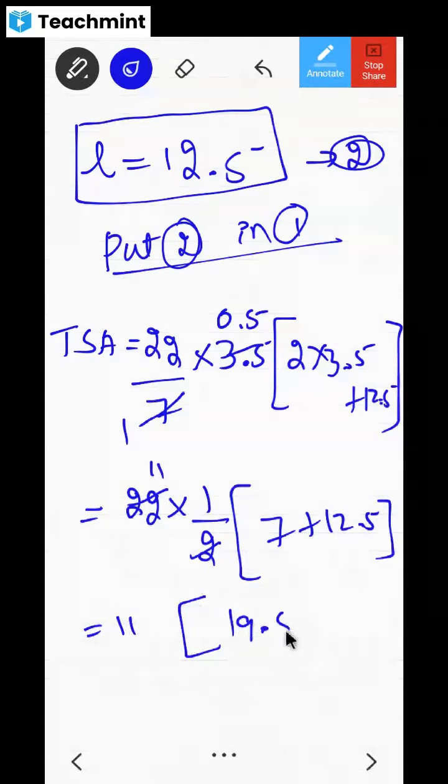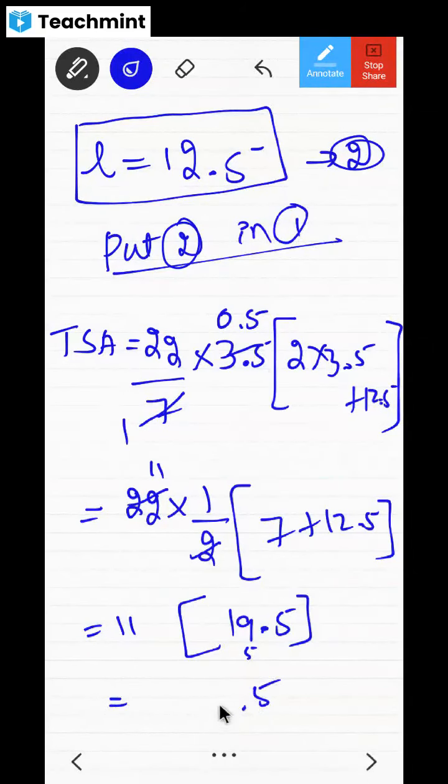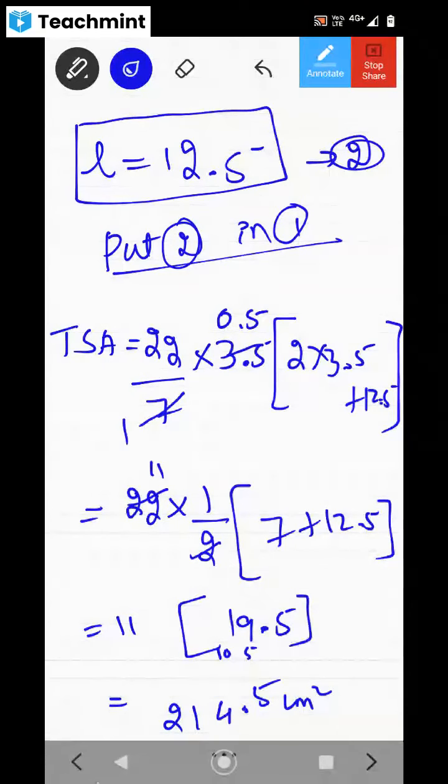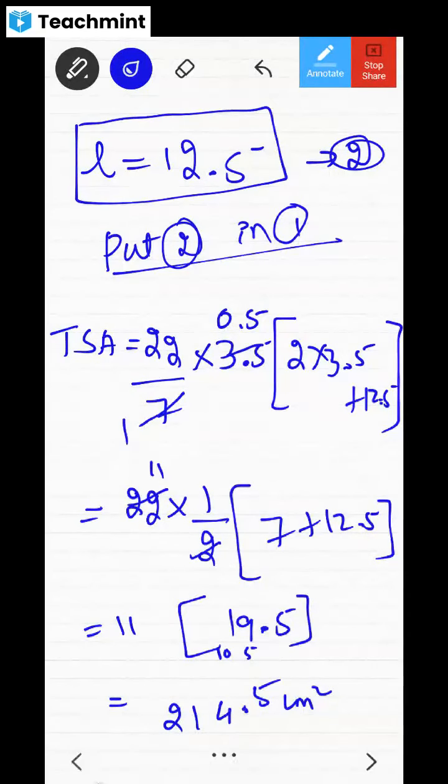Look at this calculation, how easy it has become. No need to multiply all these things. 11 5s are 55, 5 is the carry. 11 9s are 99, then it becomes 104. Then 11 ones are 11, 11 plus 10, 21. So 214.5 centimeter square. Is this understood? I hope all of it is very, very clear.